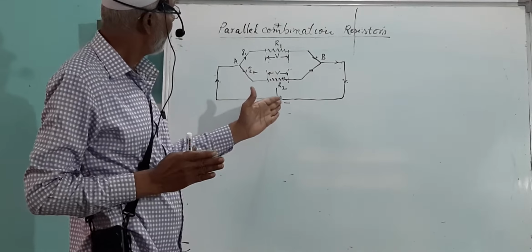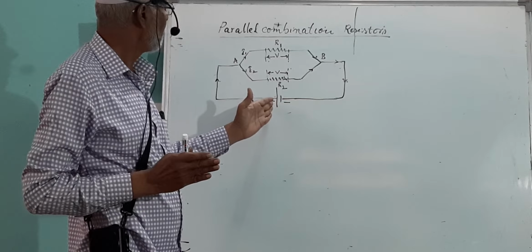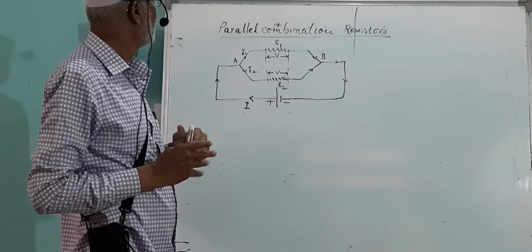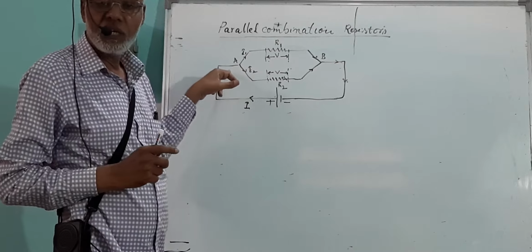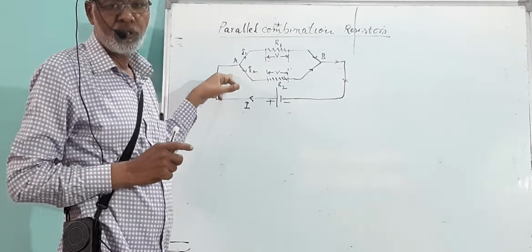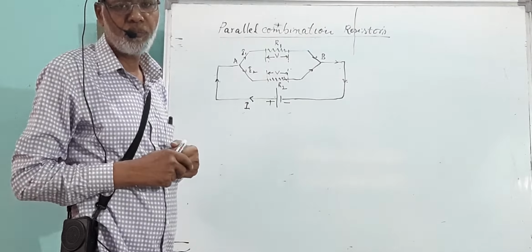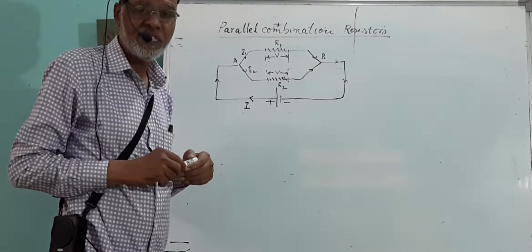As soon as a potential difference forms, an electric field forms, and as a result charges begin to flow in the circuit. Say from the positive terminal of the battery, I ampere of main current is generated. That main current reaches the junction A. A junction is a point at which three or more conductors meet.